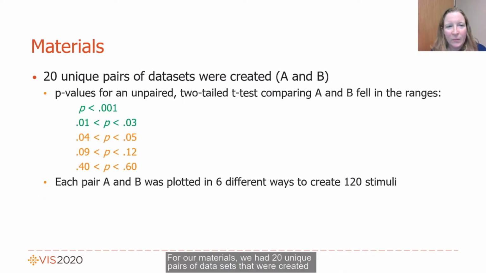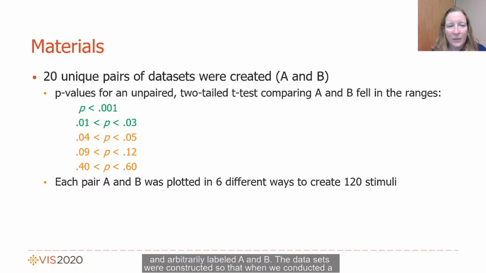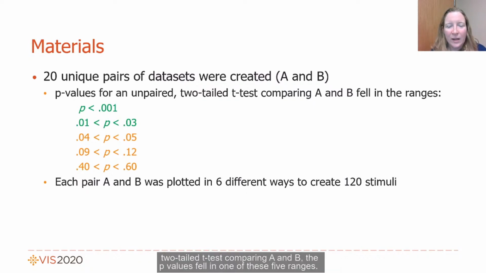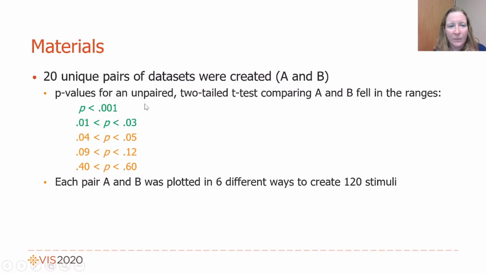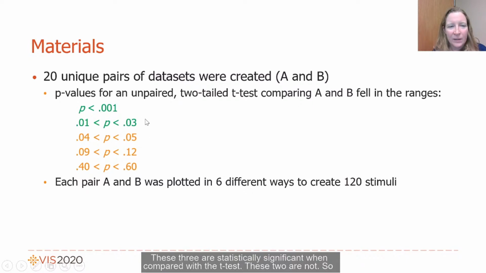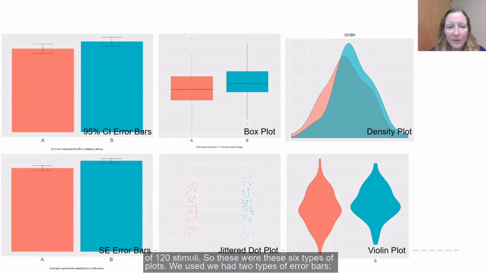For our materials, we had 20 unique pairs of data sets that were created and arbitrarily labeled A and B. The data sets were constructed so that when we conducted a two-tailed t-test comparing A and B, the p-values fell in one of these 5 ranges. So we had equal numbers, 4 data sets, falling into each of these ranges. These 3 are statistically significant when compared with the t-test. These 2 are not. So we had these data sets, and each pair A and B was plotted in 6 different ways to create a total of 120 stimuli.